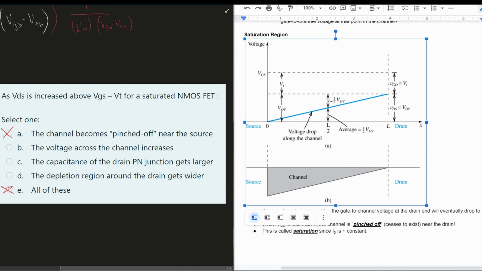Next, the voltage across the channel increases. Well, the voltage across the channel is actually going to stay the same. So it's not going to increase here.